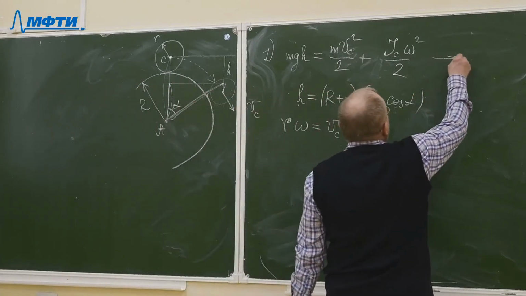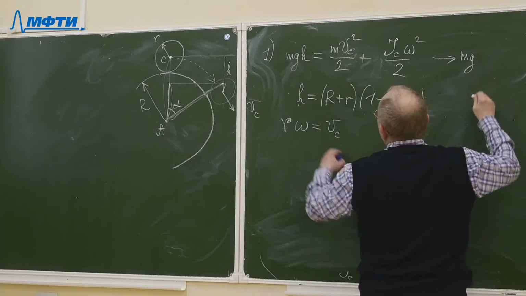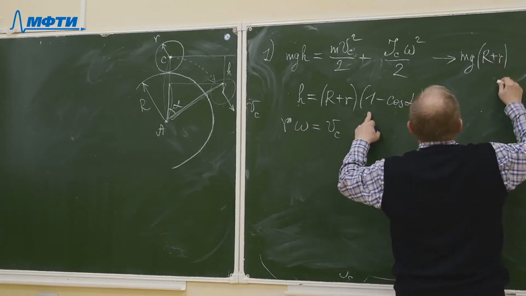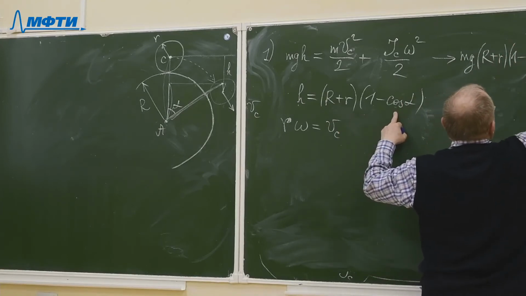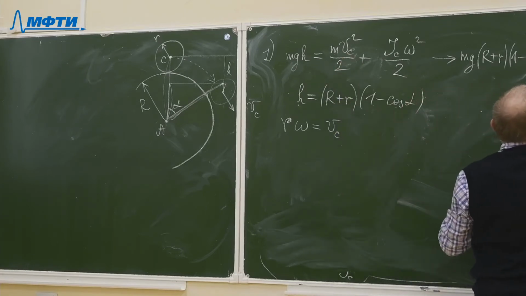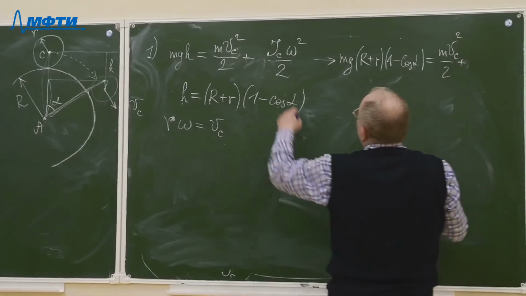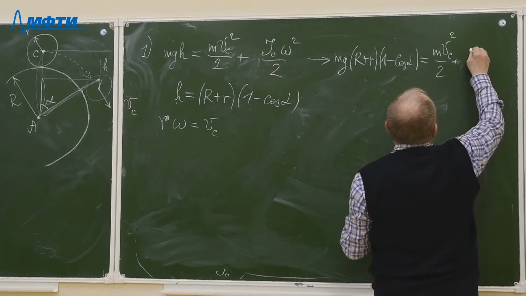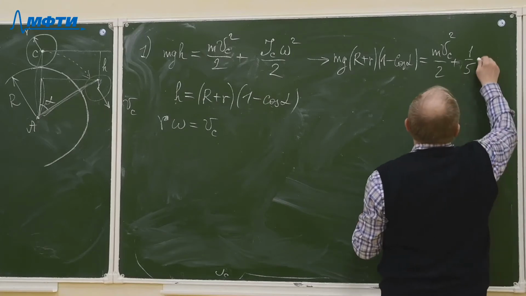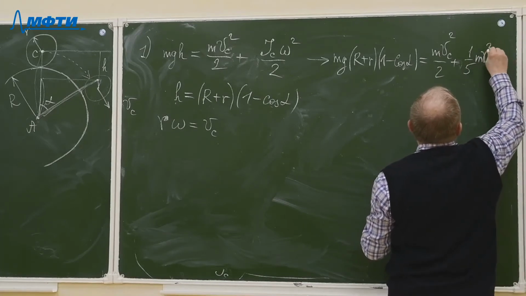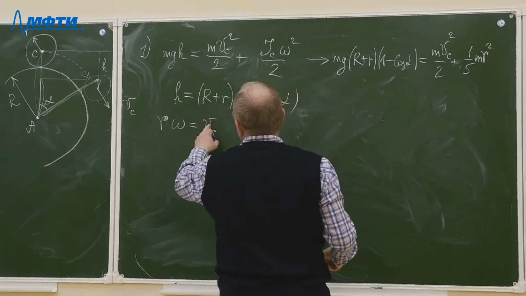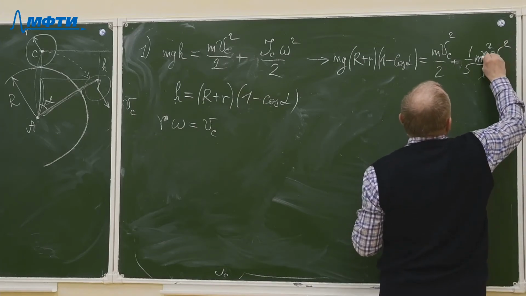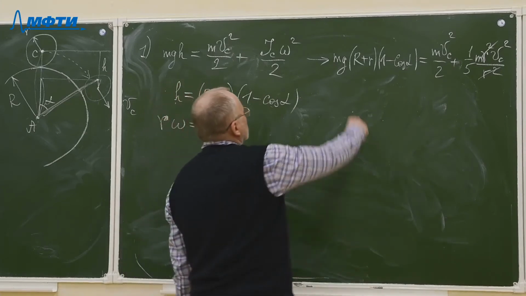So the first equation will give us the following: mg h, and h I will take from this expression, capital R plus small r, times 1 minus cosine alpha, and that should be equal to m v c squared over 2 plus the moment of inertia, which is 2 over 5 divided by 2, that is 1 over 5 m small r squared times omega squared, which is the velocity of the center of mass, v c squared, divided by r squared. r squared will cancel here, and from this equation also the mass will cancel.